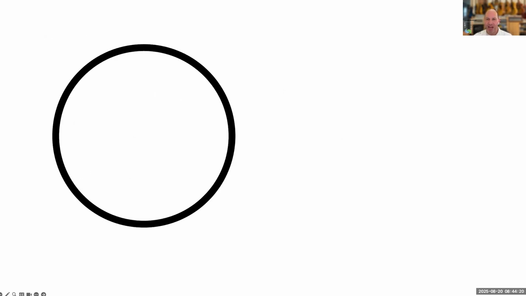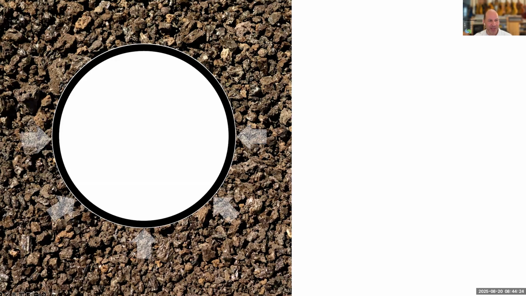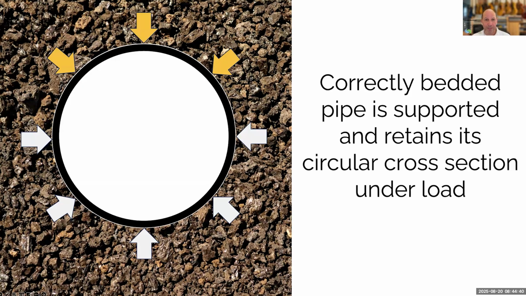Just to illustrate, sewer pipe is typically a round cross section, right? It's buried under the street, it's in the ground. You're going to spend a lot of time focusing on this compaction around the pipe. The reason you do that, again, is that loads are going to come from the top. And if it's well protected, the loads from the top are going to try to push out the sides, and there's nowhere for the pipe to go. So it just holds itself in place. That's what we're looking for. If it's correctly bedded, it'll retain that circular cross section under load.